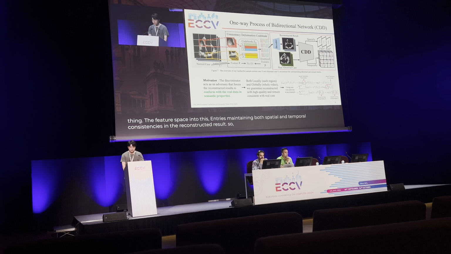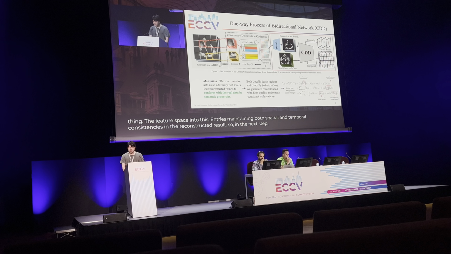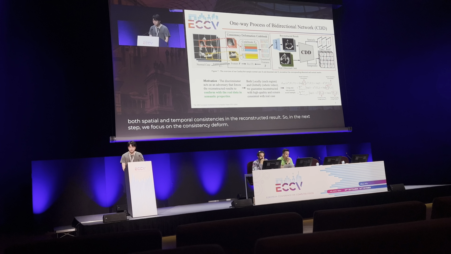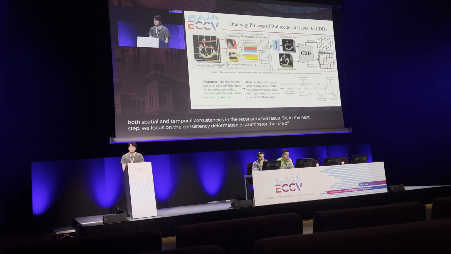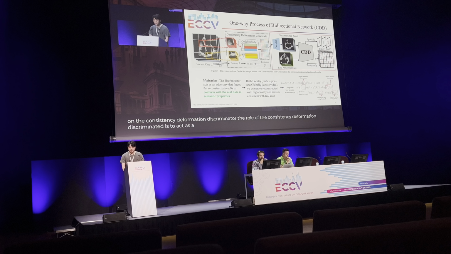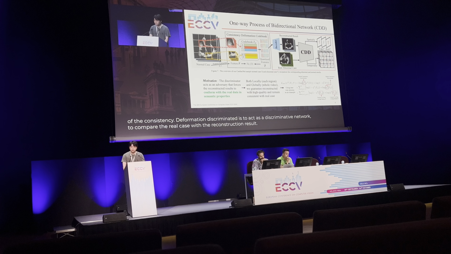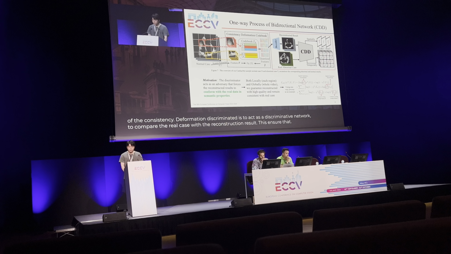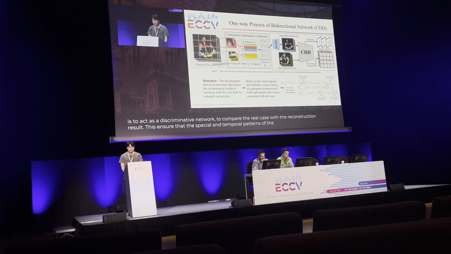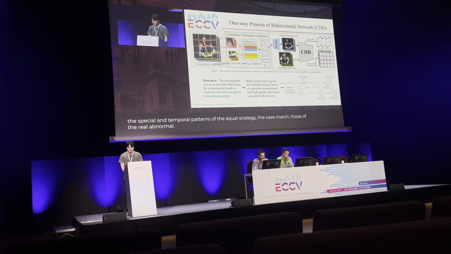So in the next step, we focus on the consistency deformation discriminator. The role of the consistency deformation discriminator is to act as a discriminative network to compare the real case with the reconstruction result. This ensures that the spatial and temporal patterns of the reconstructed case match those of the real abnormal case and normal case.